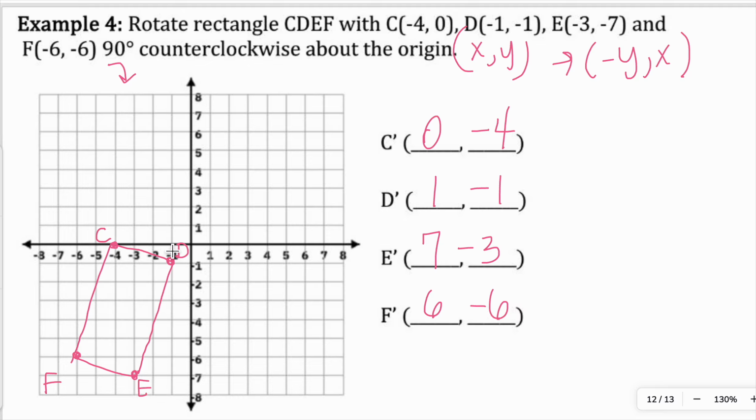So 0, -4, going to end up here for C prime. D, 1, -1, here's D prime. E, 7, -3, and then 6, -6 for F prime. Once I label those points, connecting dots, and now I have my rotated figure 90 degrees counterclockwise about the origin.